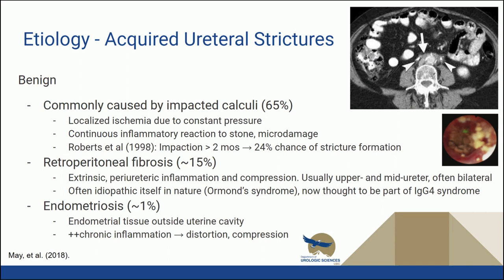And then finally here as well, endometriosis is also attributed to about 1% of ureteral strictures. Endometriosis is a condition characterized by endometrial tissue that's found outside of the uterine cavity, usually resulting in chronic abdominal and pelvic pain, intra-abdominal adhesions, and pelvic inflammation. This usually results in distortion and compression of the ureters at the distal aspect, as well as local chronic inflammation around the ureters, contributing to ureteral stricture formation.